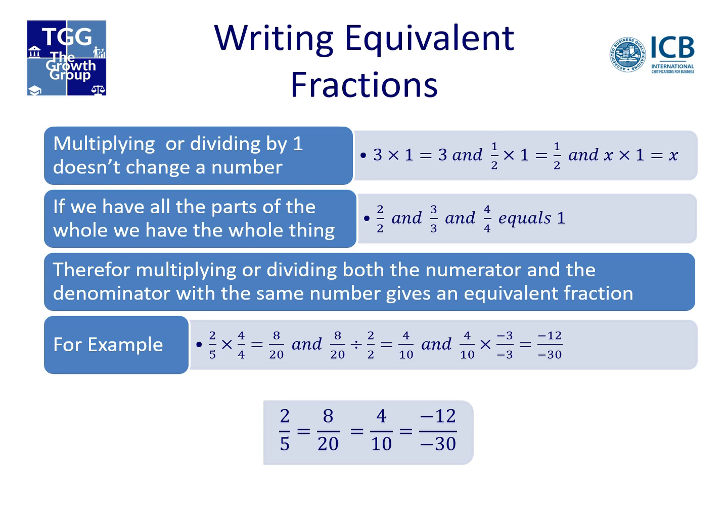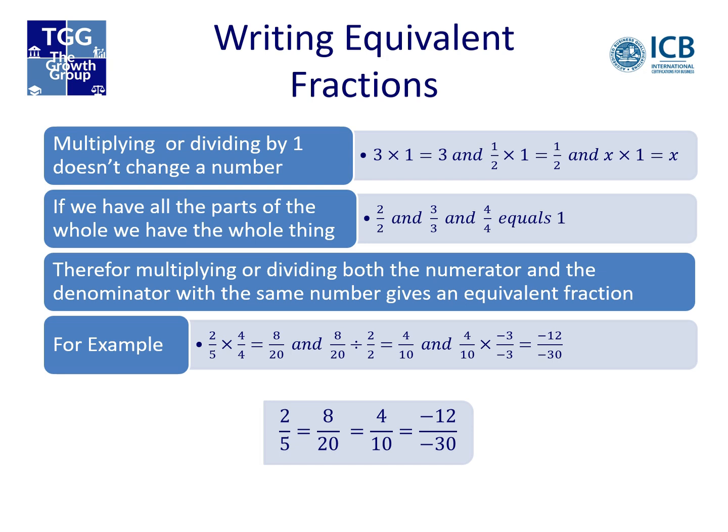So 2/2 and 3/3 and 4/4 are all the whole thing. So it is 1. Okay, and the same would be the case for x. X over x would also just be 1. So therefore, multiplying or dividing both the numerator, the one at the top, and the denominator, the one at the bottom, with the same number will always give us an equivalent fraction, because what we are in fact doing is just multiplying or dividing by 1.